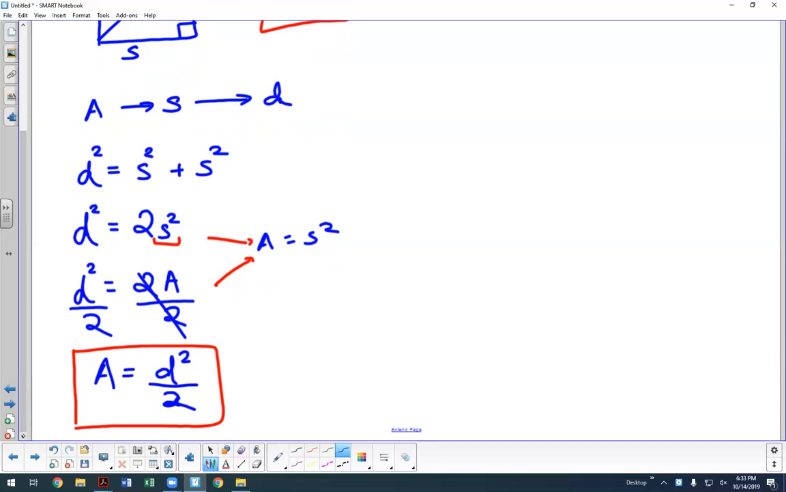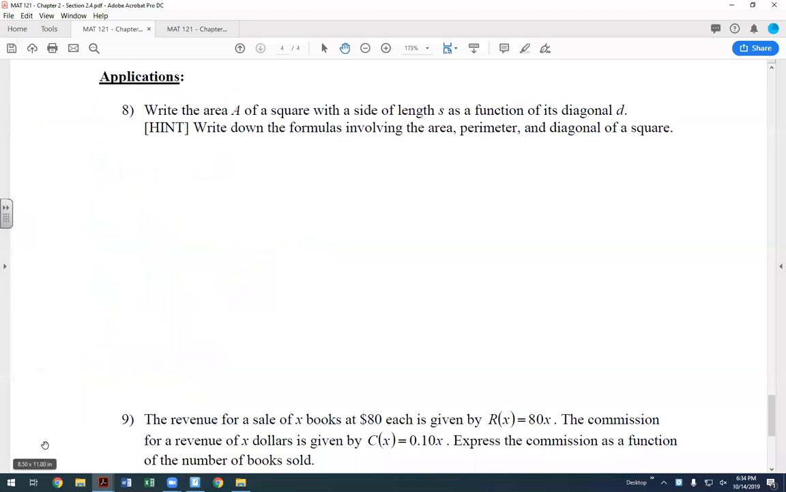Pretty much the same exact thing is happening on example number 9, but before we go on to 9, questions about 8? Oh, stop doing that.